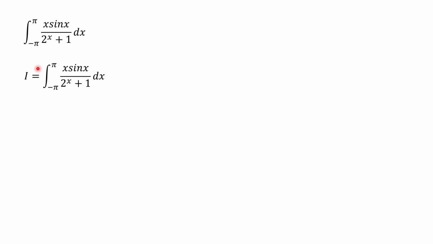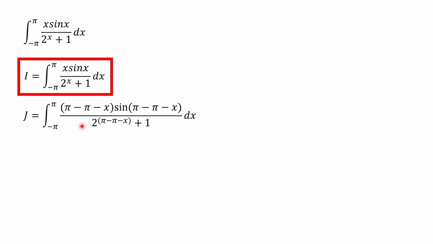The thing with King's rule is we set our integral to equal I or any variable. And whenever we have a new variable, we can chuck a box around it because it's quite handy. And then King's rule is saying that I is equal to J, where J is this. So what King's rule says is that wherever we have an x, if we add both of our bounds and subtract x, then the integral will hold true. And there's a nice proof for that, but we're just going to go with that it works.